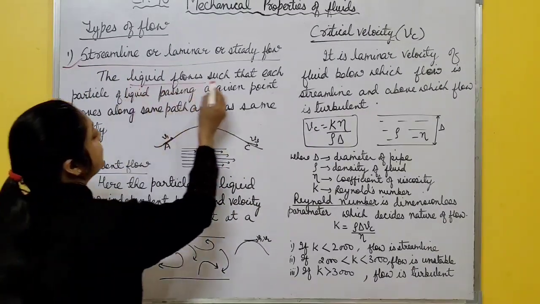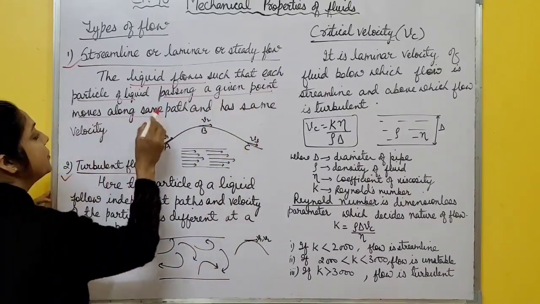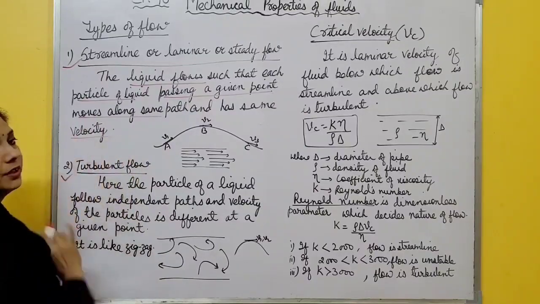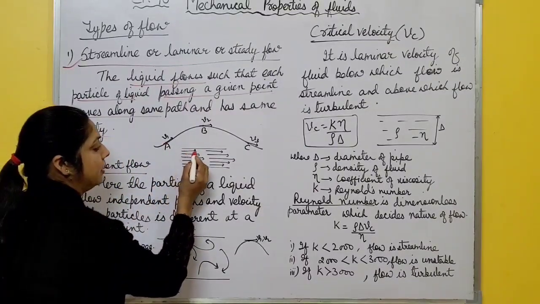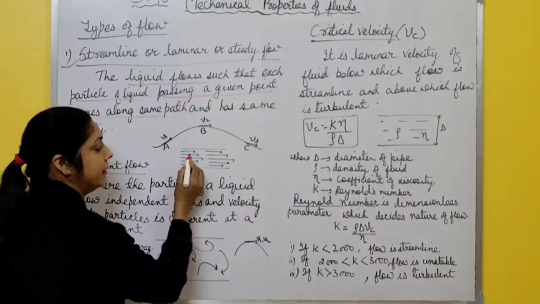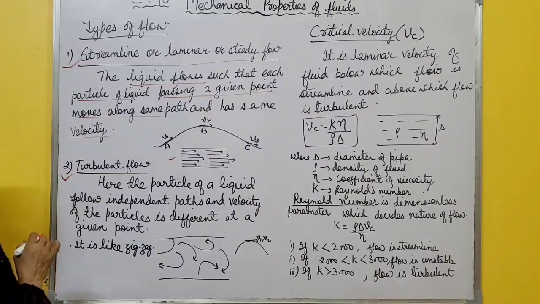The liquid flows such that each particle of liquid passing a given point moves along the same path and has the same velocity, right? So suppose all the particles in this layer have the same velocity, and the second layer has the same velocity. So this type of flow is called laminar or streamline flow.